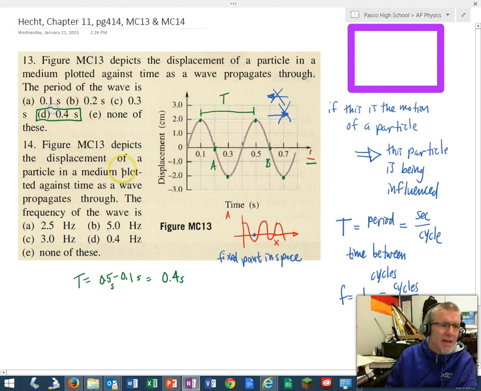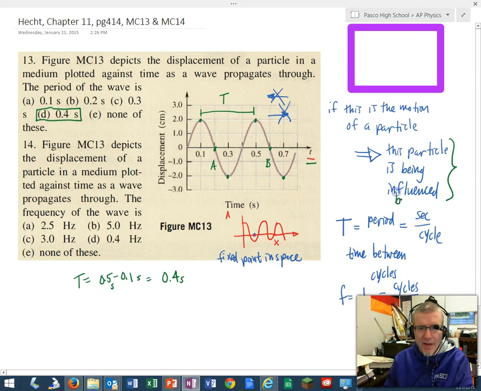Then the displacement of a particle, again, in a medium plotted against time as a wave propagates through. Remember, we know that this particle is being influenced by a wave. The frequency of this wave, so frequency is 1 over the period. We know that frequency is cycles per second.